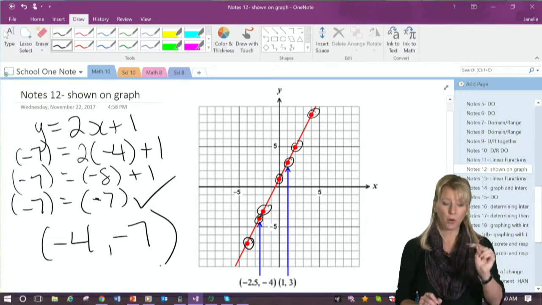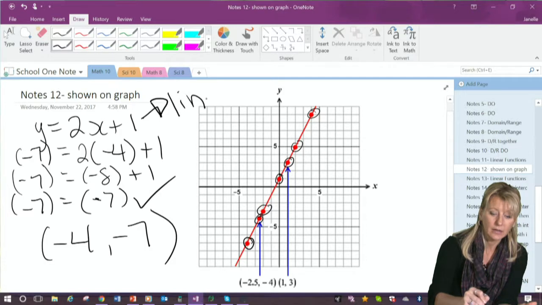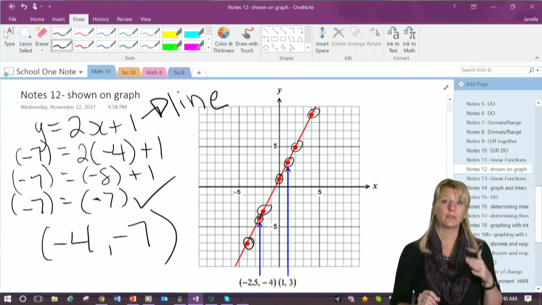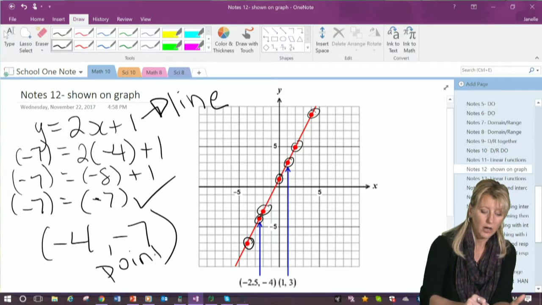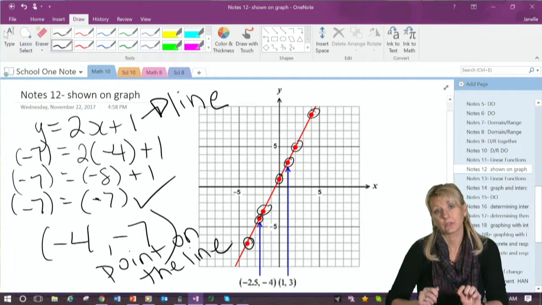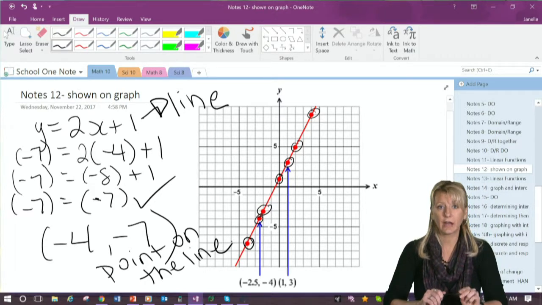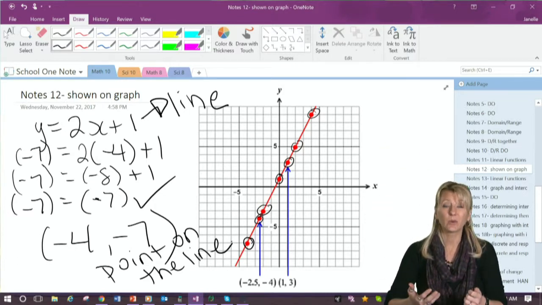So that's showing that the ordered pair that we got is correct. It is a point on that line. And guess what? This is the equation of the line, and this is a point on the line. So that's what we were figuring out. We were using the table of values to find where that line actually goes, and when we find where it goes, it becomes a point on that line.